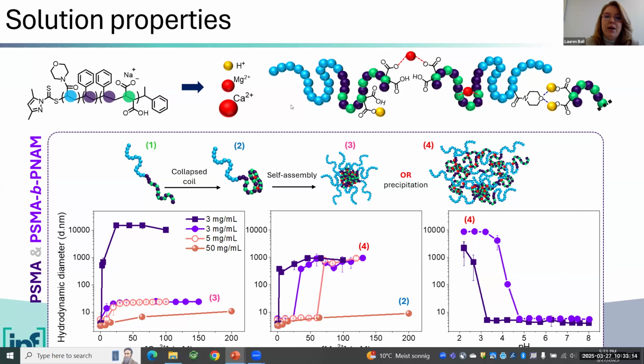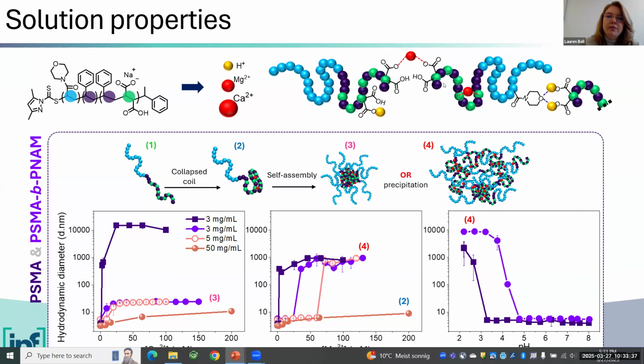So we exposed our block copolymers at two different concentrations. Firstly, at a low concentration of 3 milligrams per mL, increasing up to 50 milligrams per mL. We exposed that from 0 to 200 millimolar of calcium. On this plot, this is magnesium in the middle. And we use HCl for the protonation of our copolymers.